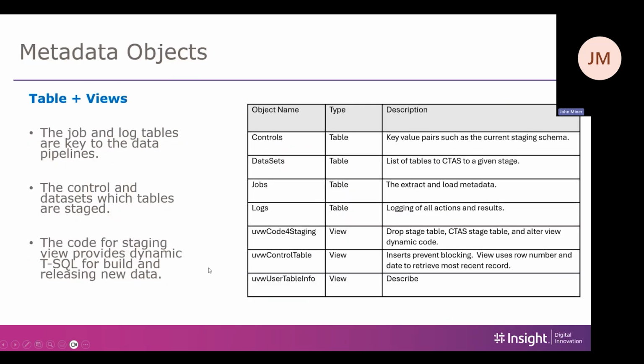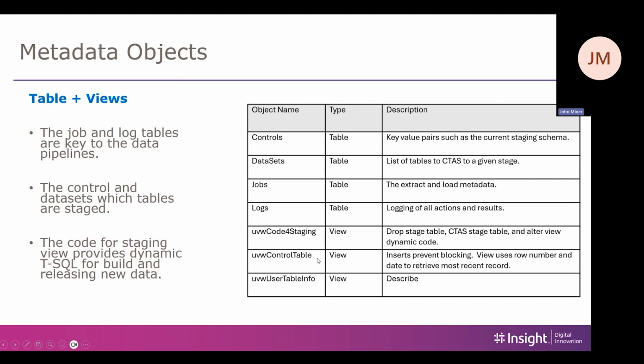Okay. Metadata objects. We're going to have controls table, data sets table. This is a list of tables, CTOS, jobs, logs. Okay, there's a view, code for staging. What is this? Well, this creates code that drops a table in the target, either stage one, stage two, creates a new table in target, and then updates the view in DPO.